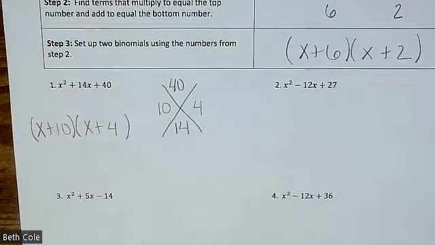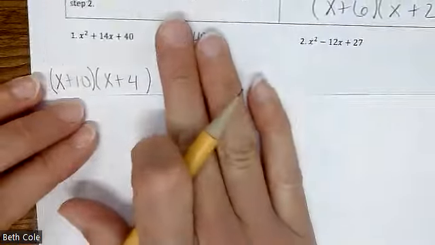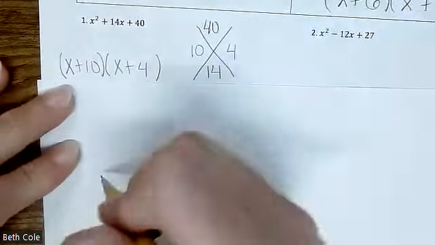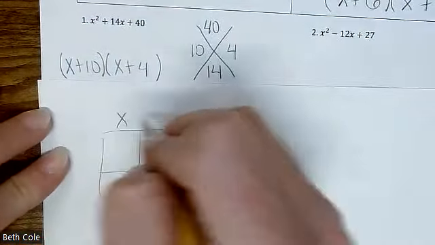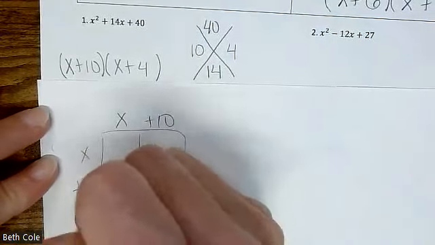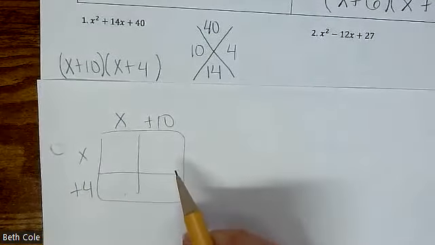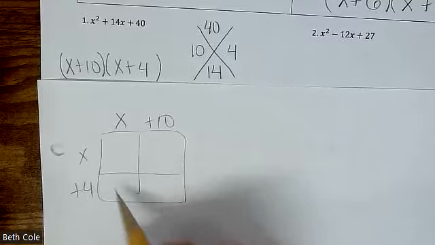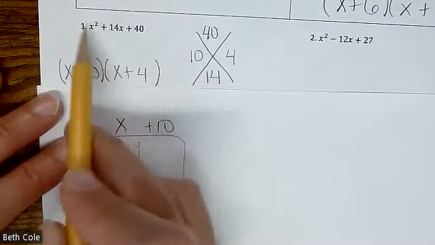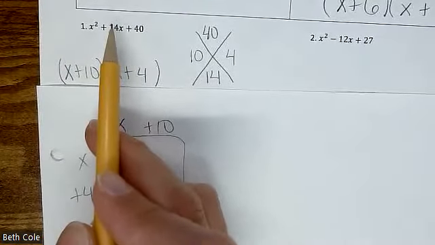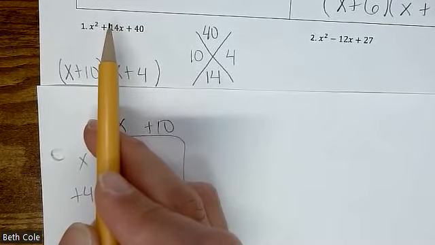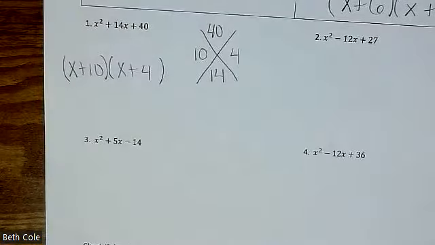Real quick, just so you can understand what it is we're actually doing. Last unit, do you remember how we had problems like this and you drew a little 2x2 window and you would write x plus 10 and x plus 4 and multiply it all together? It wasn't that long ago. If you do that, you would get this problem. We're just doing it in reverse. Do you get what I'm saying? It's just in reverse, okay?